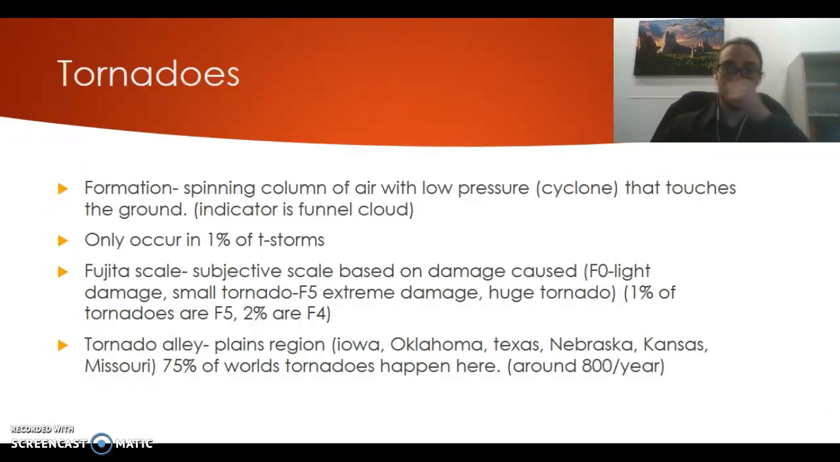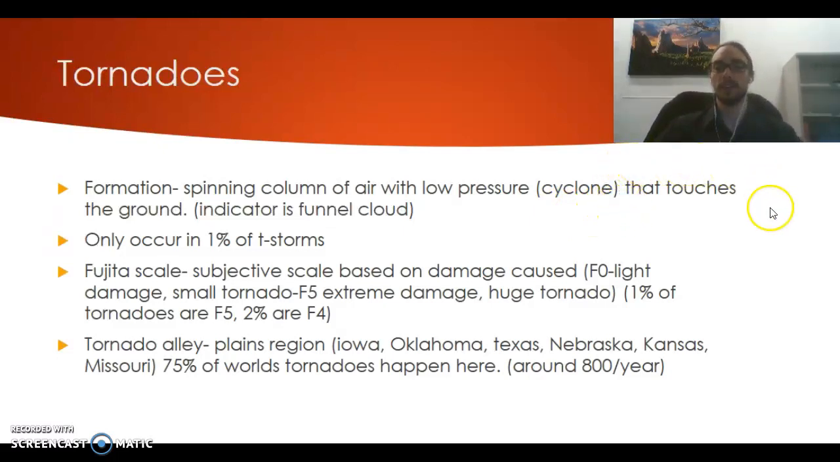Let's get to tornadoes. Tornadoes are formed when you get a spinning column of air with low pressure, and as we know, that is a cyclone, which creates instability. The important thing to know about tornadoes is that they touch the ground.